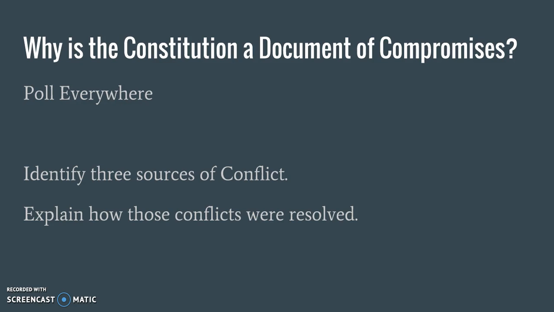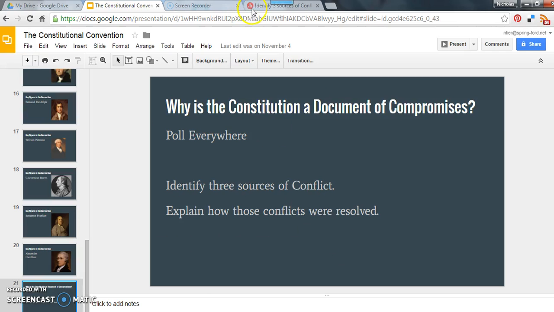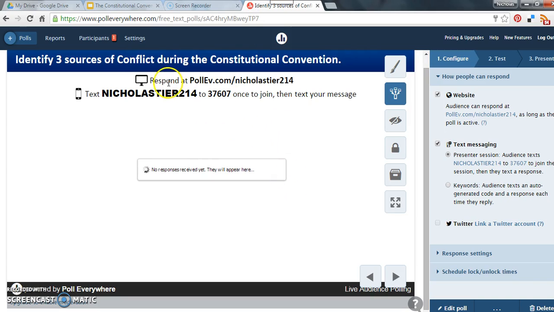Okay, so I want to ask this question: why is the Constitution a document of compromises? What are the three sources of conflict? And explain how those conflicts were resolved. To do that, I want you to go to this Poll Everywhere site. So you can go to respond@pollev.com/NicholasTier214, or you can text NicholasTier214 to 37607. I suggest if you're watching this on the computer that you go to this one right here, and you can text your three sources of conflict during the Constitutional Convention, or type it out based on what the computer shows you.